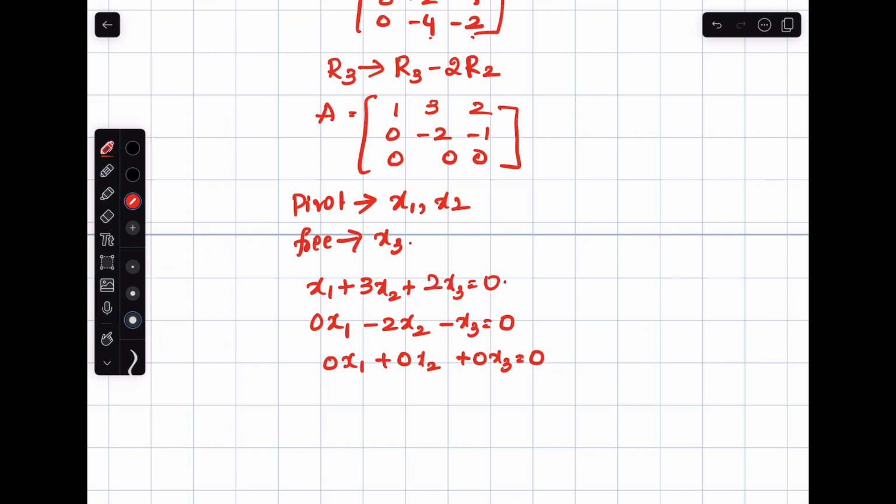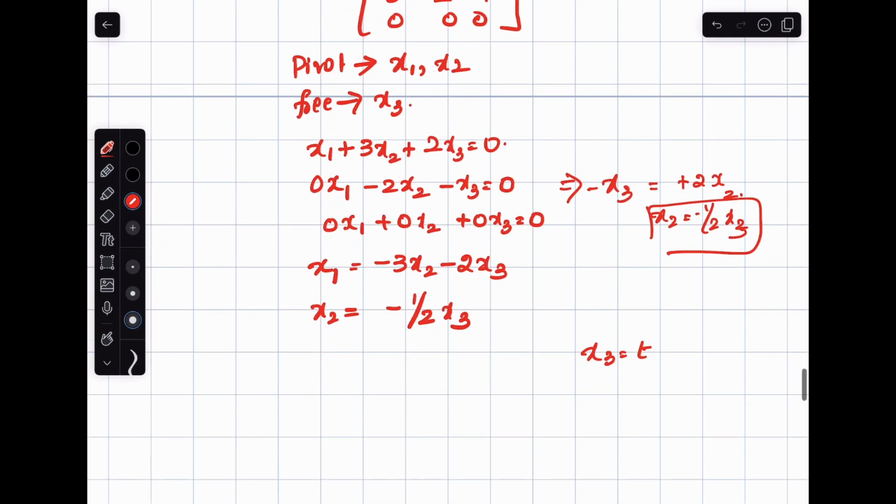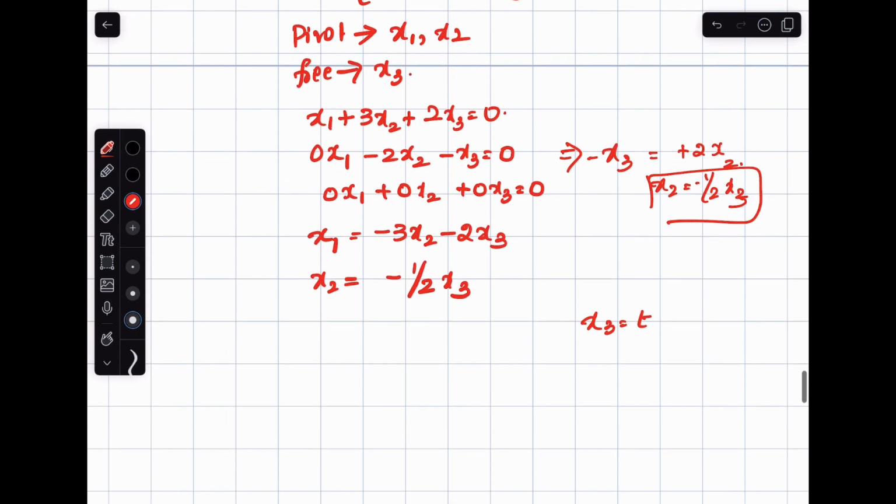Now what we have to do is write it for x1 and x2 first. We know the free variable is x3, so we need x1 and x2. You just rearrange the terms. So what is x2? x2 is nothing but minus half x3. So the substitution is given here. Let us go to the last part.